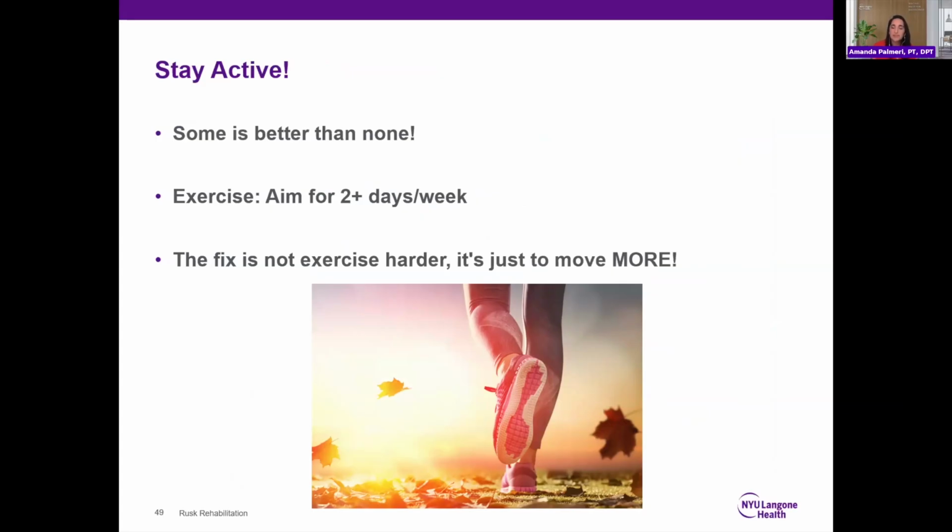But other words of advice that I found was the fix is not that we exercise harder, but just that we move more. So we can take the emphasis off of feeling that we have to meet a certain threshold of exercise, but really just that we are breaking up the activities more so during the day.